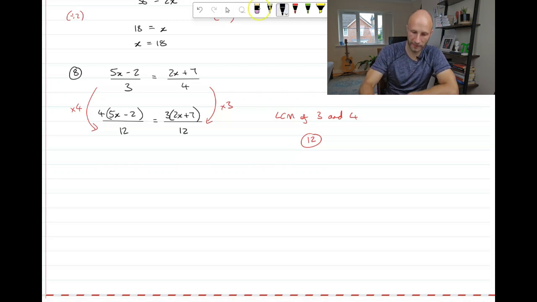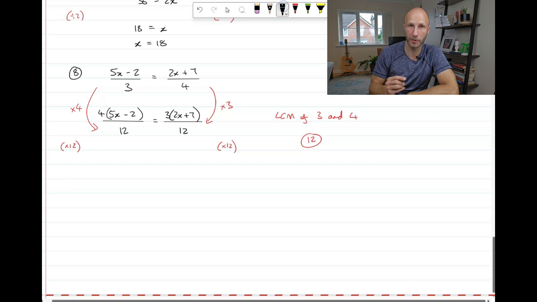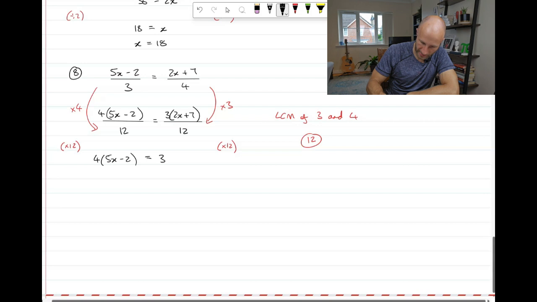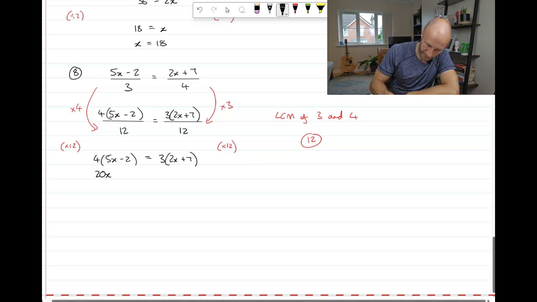And now, hopefully you can see at this stage, I can just multiply everything on both sides by 12 because I have that common denominator now, common number on the bottom. It will just lift off the top of this because it cancels the division by 12, and it'll lift off the top of this because it'll cancel the division by 12. And then if you've watched other videos on expanding brackets, then you'll be able to do 4 times 5x and 4 times minus 2.